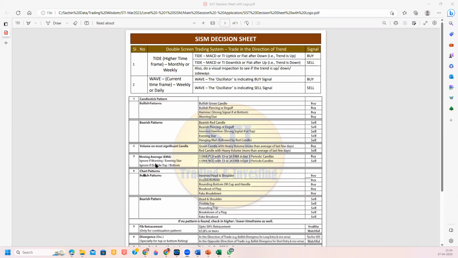So I was mentioning the volume. Volume on the most significant candle is the candle we are looking at. Sometimes the most significant candle varies.